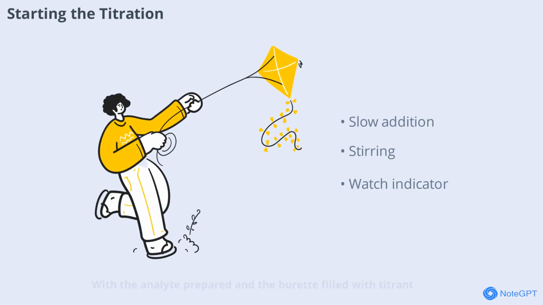With the analyte prepared and the burette filled with titrant, the titration can begin. The titrant is slowly added to the analyte while stirring the solution. The chemist watches for a change in the indicator, which signals the approach of the endpoint. Adding the titrant gradually ensures that the reaction is controlled and that the endpoint is not missed.